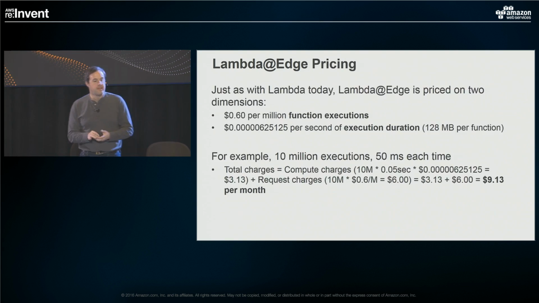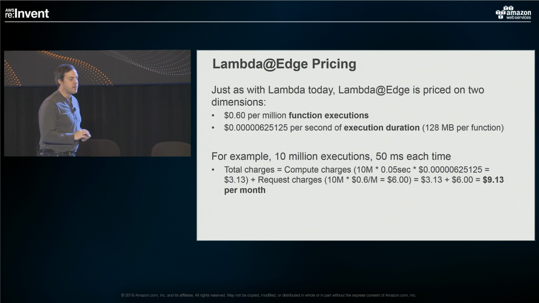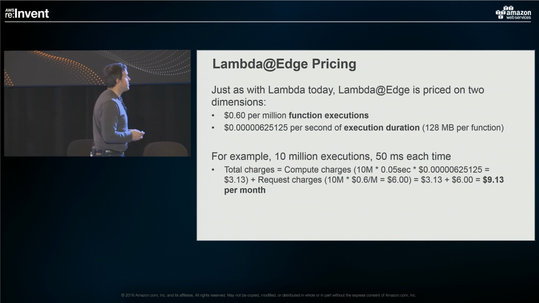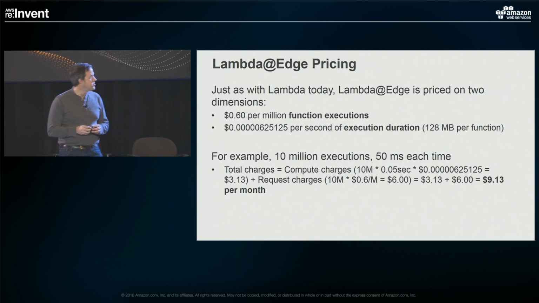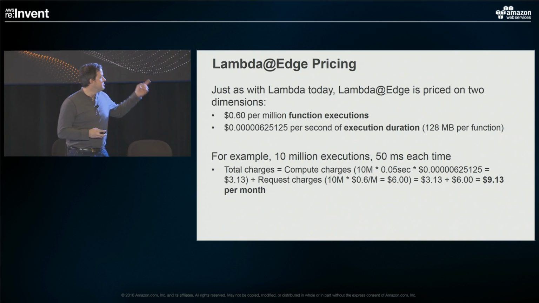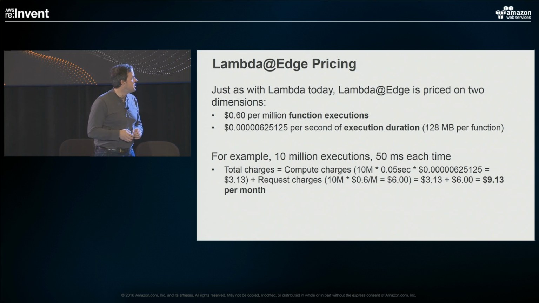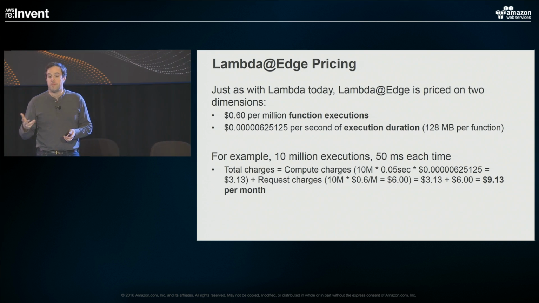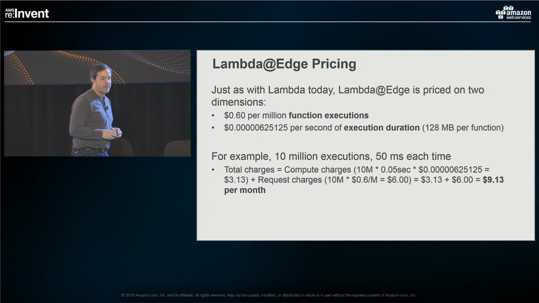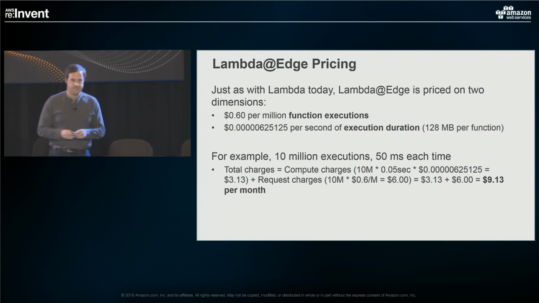The pricing scheme that we're using for Lambda@Edge is the same model as Lambda. The prices are slightly different, 60 cents per million function executions, and just take my word for it what the number is for the per second of execution time. So for an example of 10 million executions, with each one being roughly 50 milliseconds, that's going to translate to about $9.13 per month.